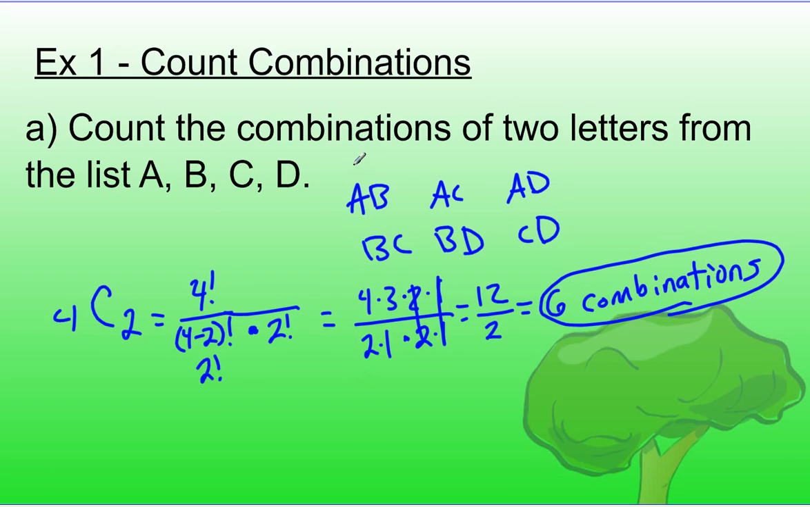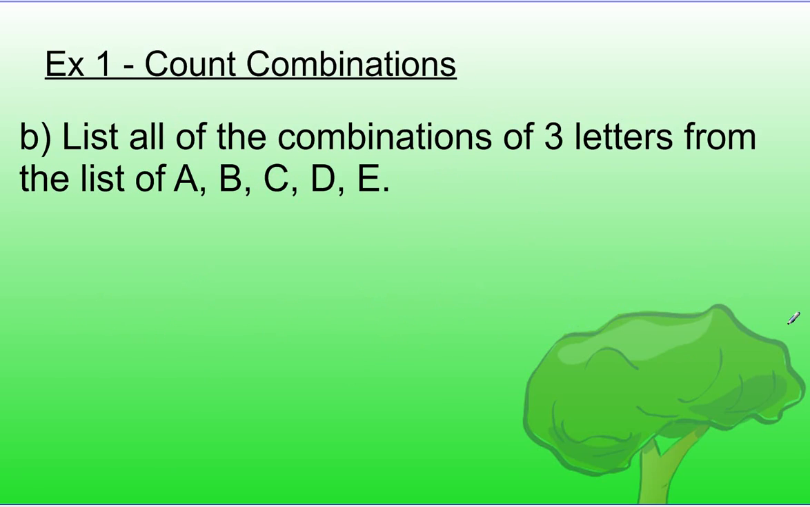Remember, AB and BA are the same. AC and CA are the same. So that's why there's not a whole bunch more. If you wanted all the different ways they could be arranged where AB and BA are different, that's a permutation. Okay? Letter B. List all the combinations of 3 letters, A, B, C, D, E.